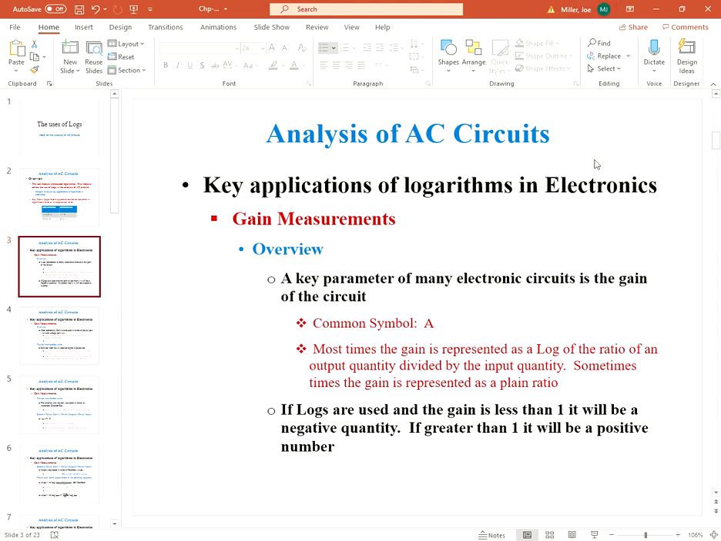Now when you're measuring gain of an electronic circuit, the symbol used is A. That is a capital A. Most times the gain is represented as a log of the ratio of the output quantity divided by the input quantity. Sometimes the gain is represented as a plain ratio. And in that case, the gain would be represented by a capital A.